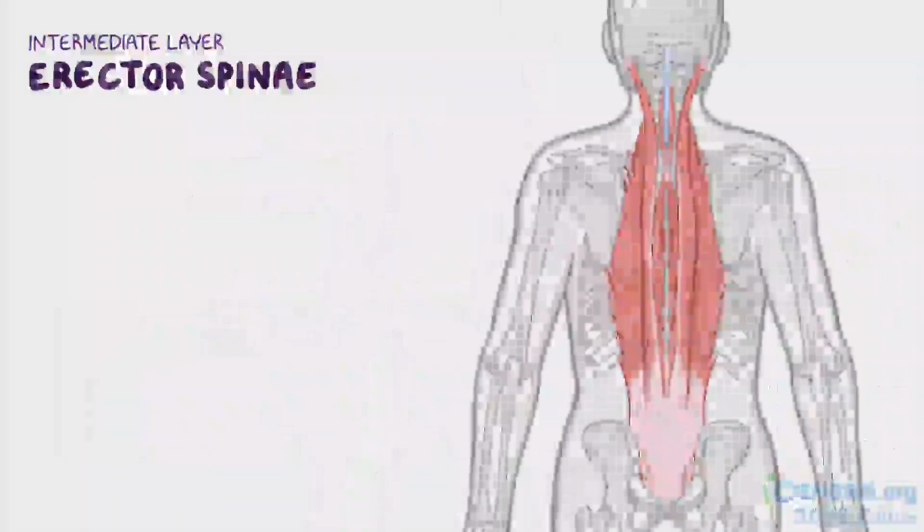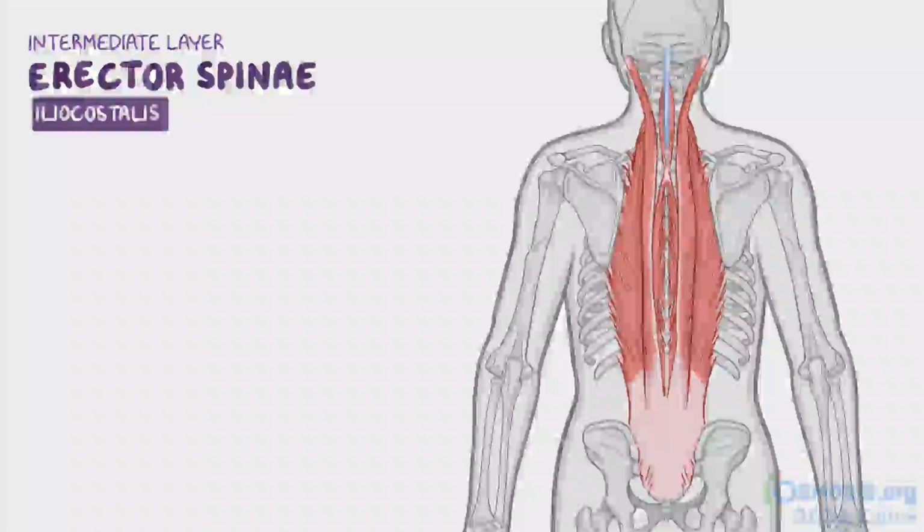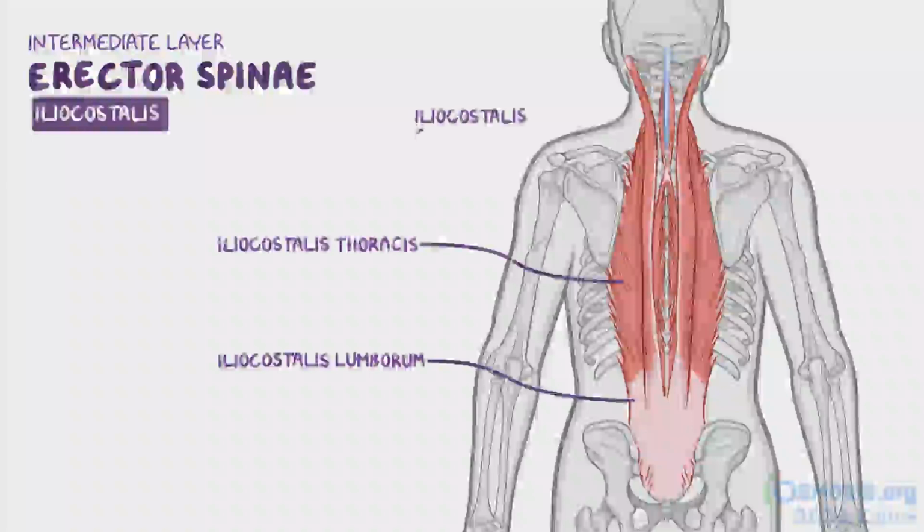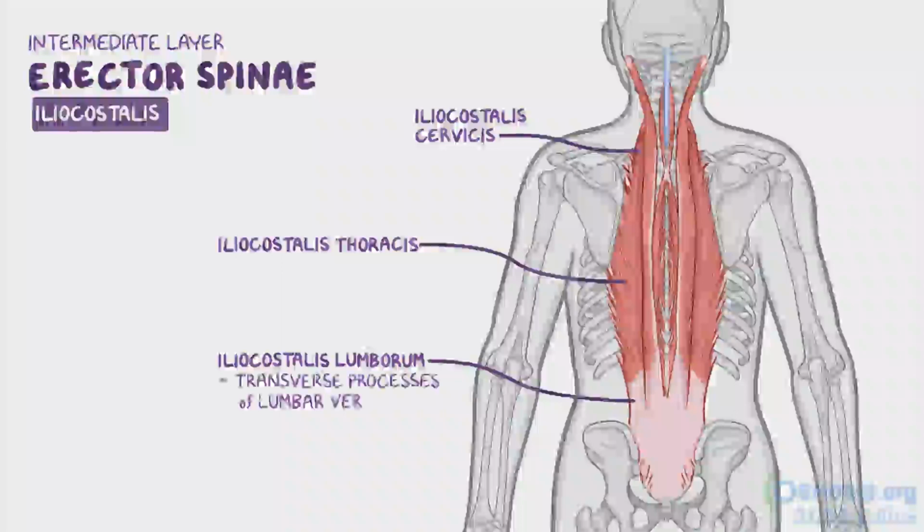Each erector spinae muscle runs superiorly and is divided regionally into 3 parts based on the sites of their superior attachments. The iliocostalis muscle is divided into iliocostalis lumborum, iliocostalis thoracis, and iliocostalis cervicis, with fibers inserting on the transverse processes of the lumbar vertebrae, angles of the lower ribs, and the transverse processes of the cervical vertebrae.